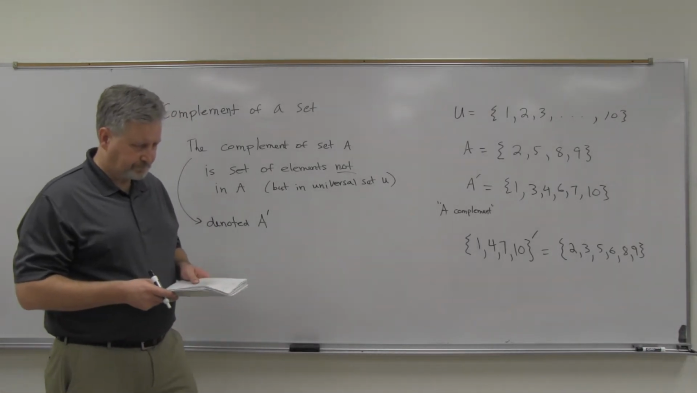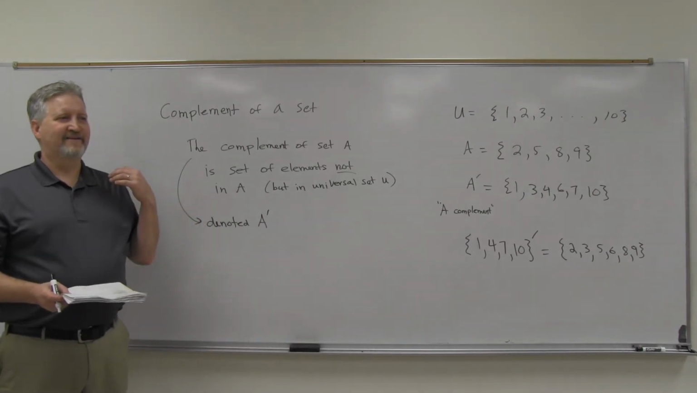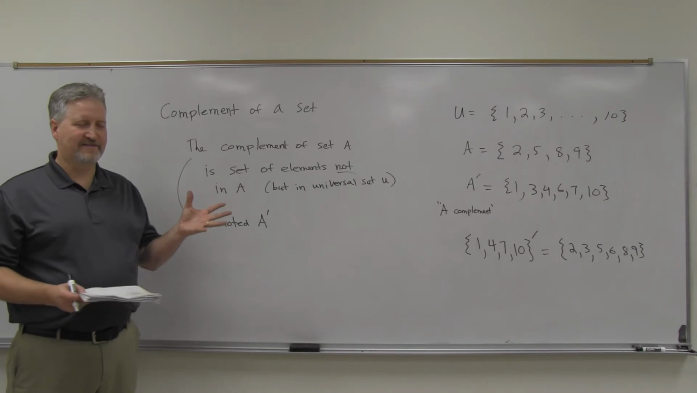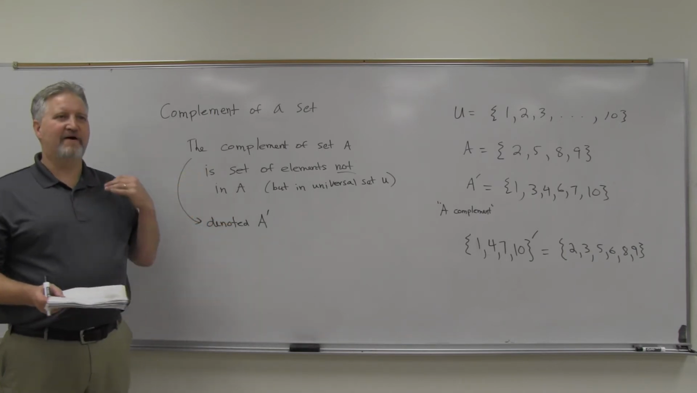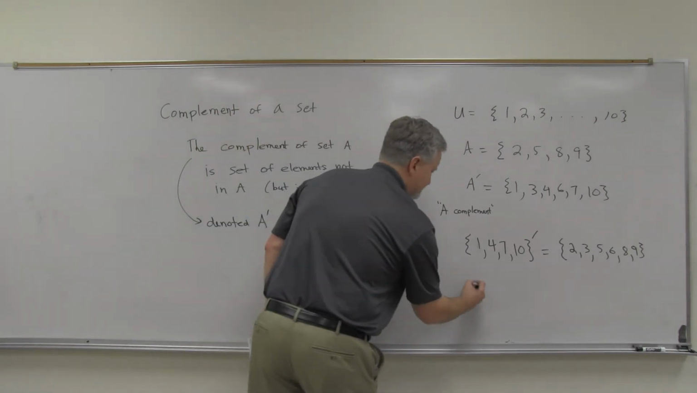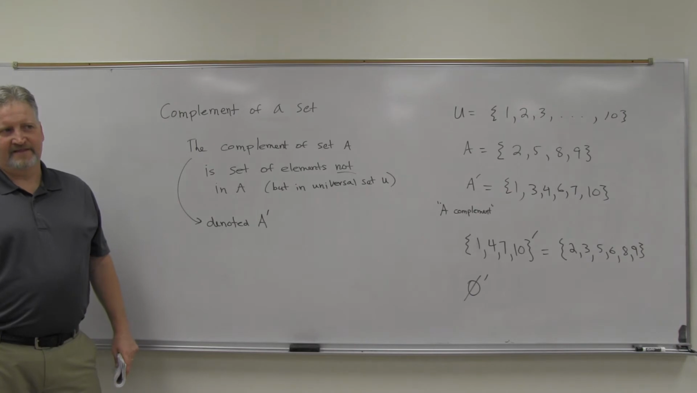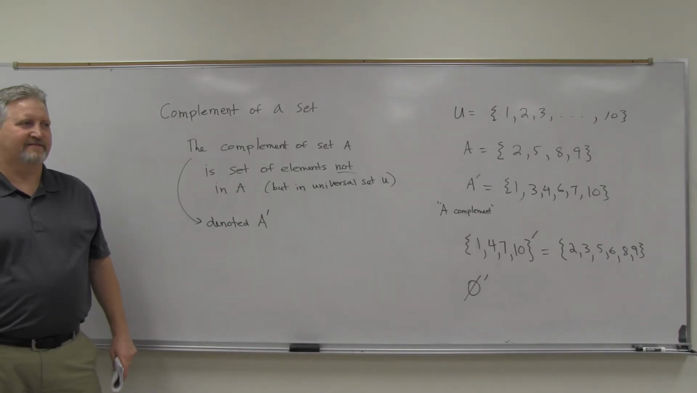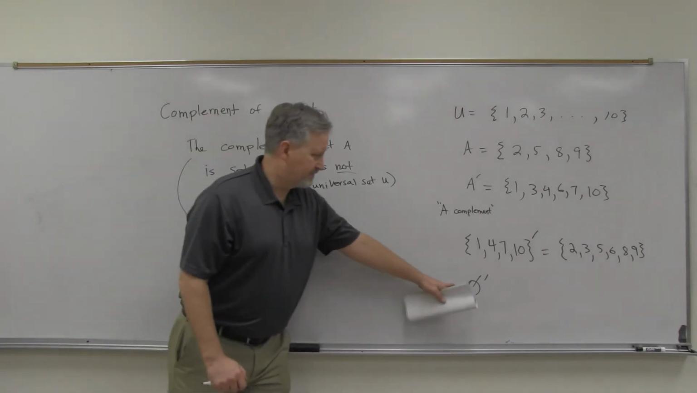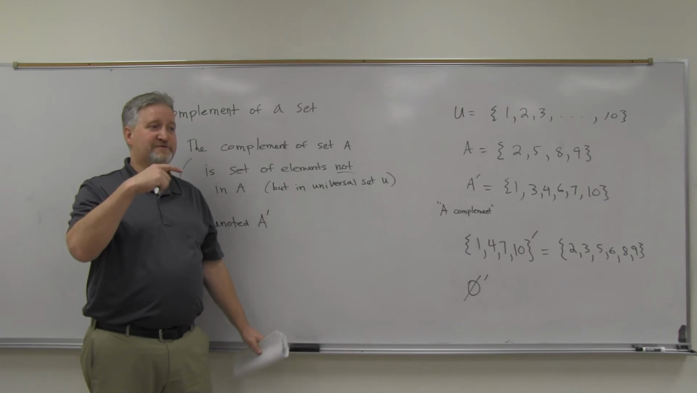But one thing, all right. We get some trickier things going here, but that's not too tricky. What would this one be? The empty set complement. Well, it's what's not in the empty set compared to the universal set.